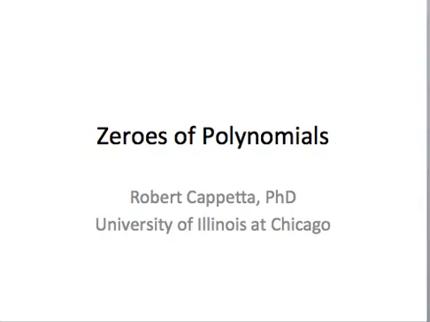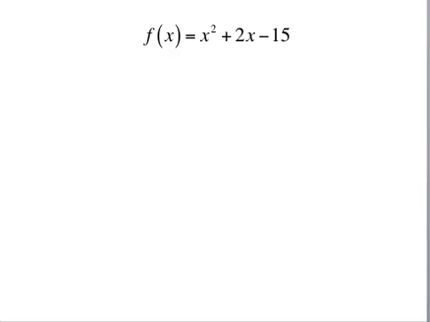This is Bob Capetta from the University of Illinois at Chicago, and this lesson is on zeros of polynomials. We've got a function f of x is x squared plus 2x minus 15.